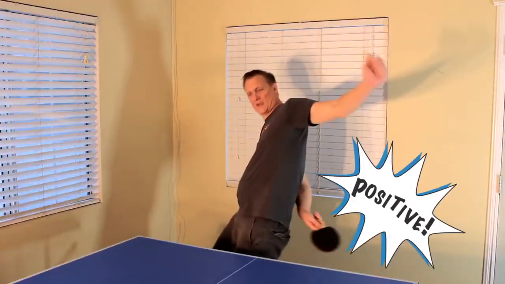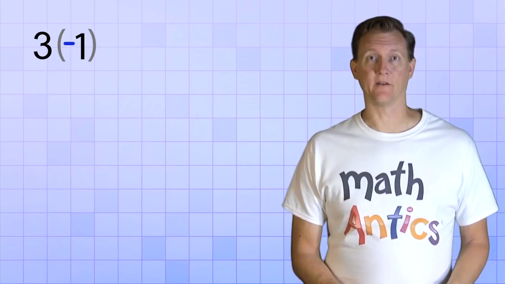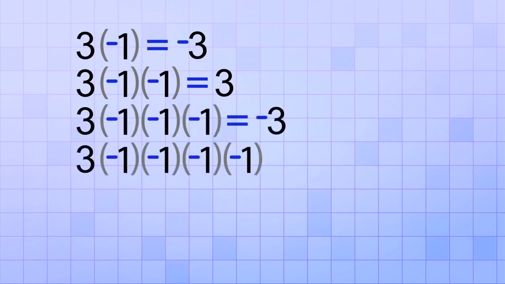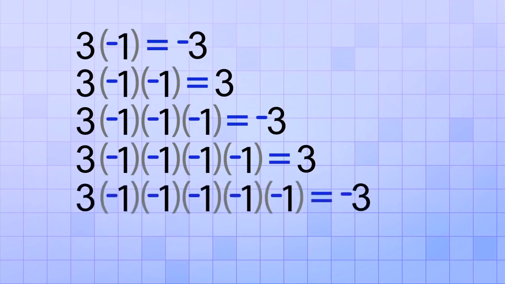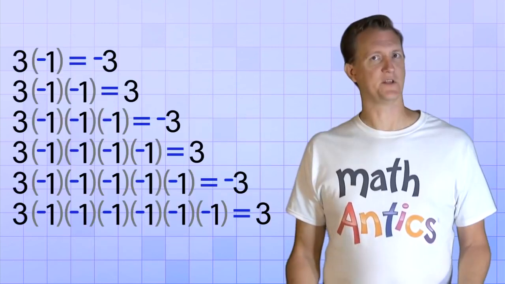And you can keep switching back and forth between the positive and negative side of the number line by multiplying by another negative 1 as many times as you want. Positive, negative, positive, negative, positive, negative. So, multiplying by 1 negative gives us a negative. Multiplying by 2 negatives gives us a positive. Multiplying by 3 negatives gives us a negative. Multiplying by 4 negatives gives us a positive. Multiplying by 5 negatives gives us a negative. Multiplying by 6 negatives gives us a positive, and so on. Do you see the pattern?